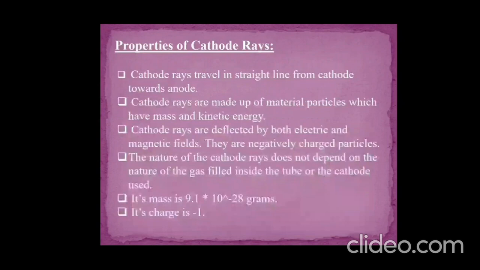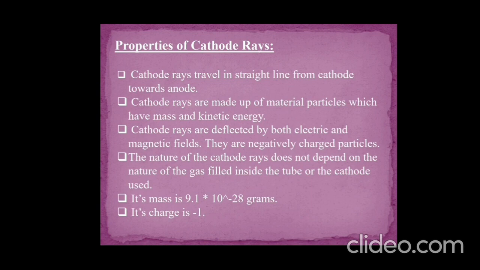Now we will see the properties of cathode rays. First, cathode rays travel in a straight line from cathode towards anode. Secondly, cathode rays are made up of material particles which have mass and kinetic energy. Thirdly, cathode rays are negatively charged particles, so they are deflected by both electric and magnetic fields. Next, the nature of cathode rays does not depend on the nature of the gas filled inside the tube or the cathode electrode used.